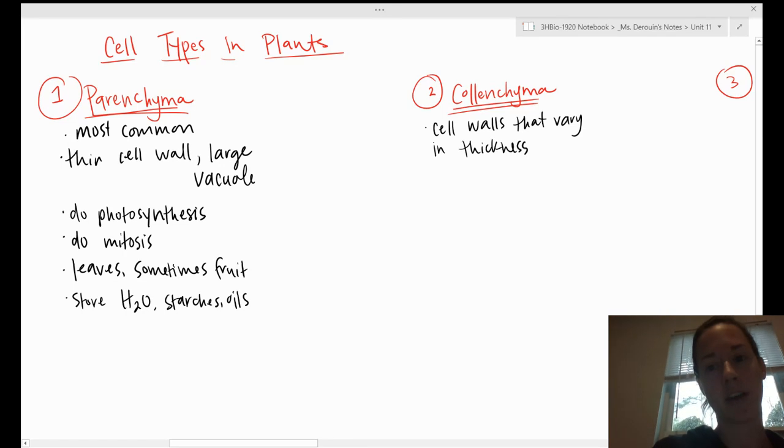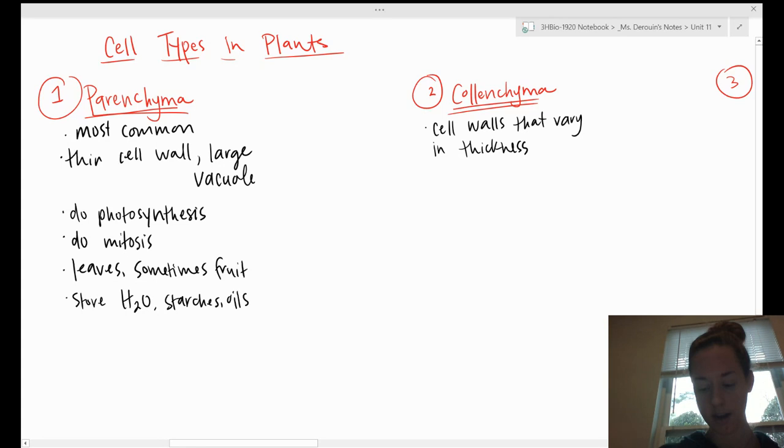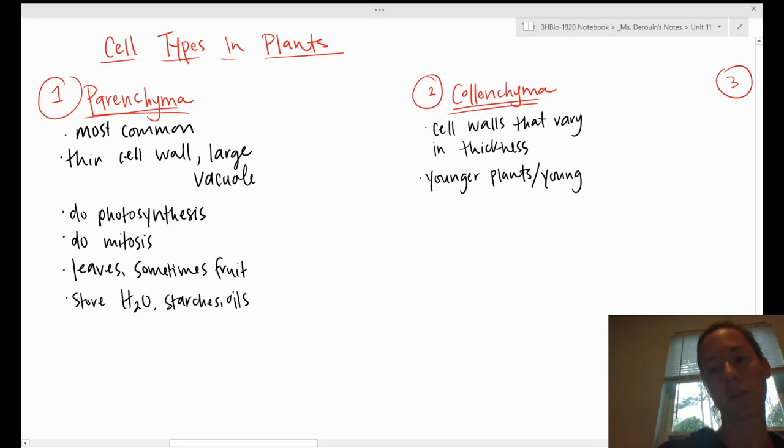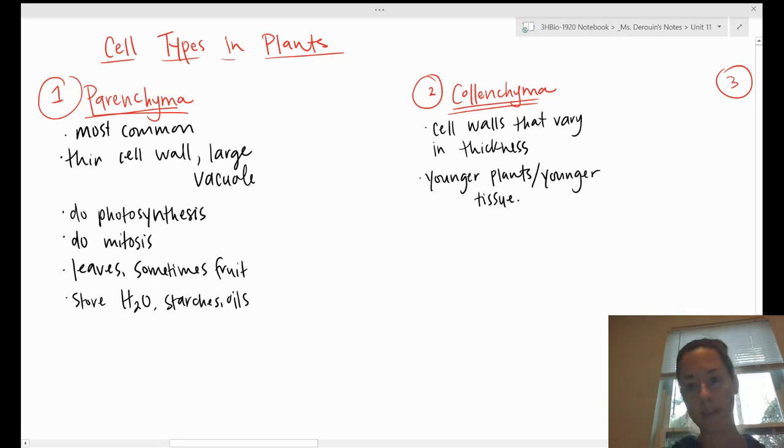So some that are thinner and some that are thicker. These are typically found in younger plants or younger tissues. So like a sapling tree. And they're very flexible cells.